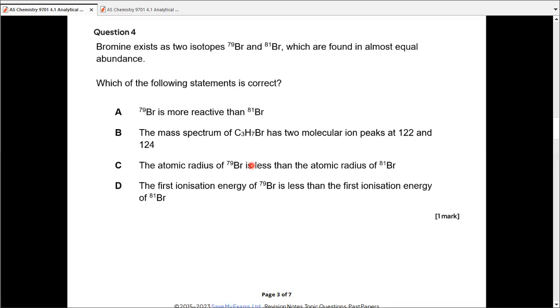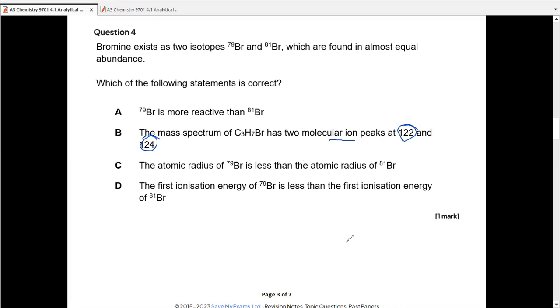The only answer, B, is correct, because when we add C3H7, which we have calculated in the previous questions to be 43, to 79, the answer comes out to be 122. When we do the same with 81, the answer comes out to be 124. So there would be two molecular ions, with 122 and 124, and of course, they're going to be of the same height as they're 50-50%. Okay, so B is correct.